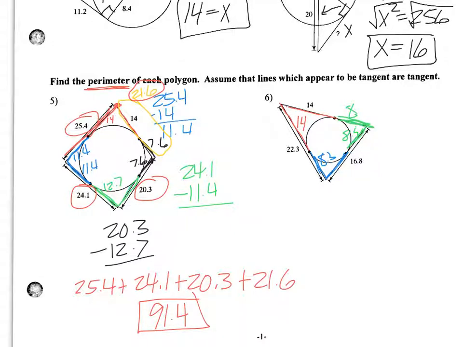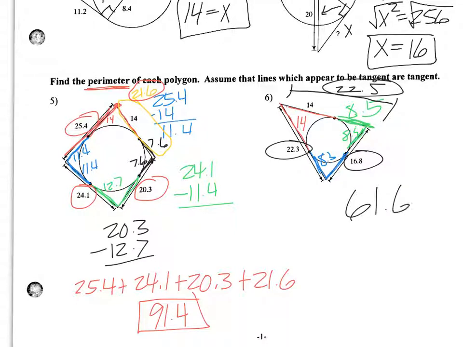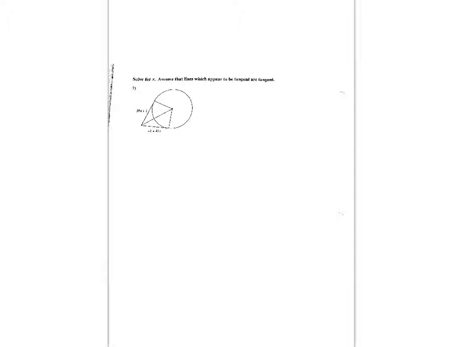Now, again, the reason I need to know that is because I've got to get this whole side over here. I got to get from here all the way across. The way I do that, take 14 plus 8.5, that gives me 22.5. So now I'm going to take the 22.5, the 22.3, the 16.8, and add all those together. And that gives me 61.6. So it's not hard, it's just a lot of adding and subtracting. All right, let's go to the next one. It's the last one we got.